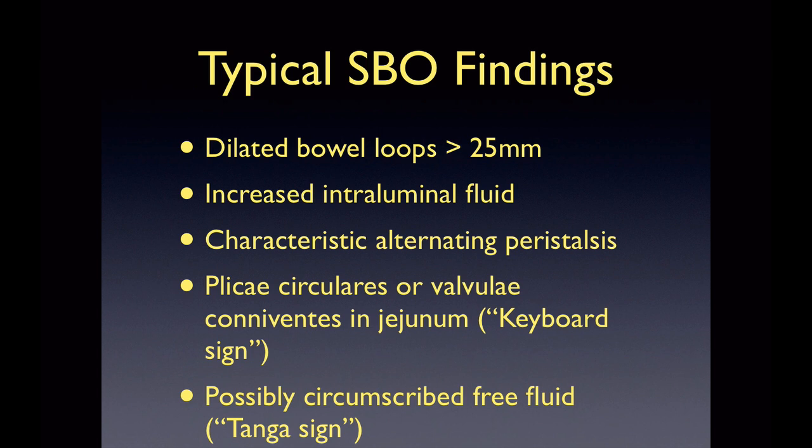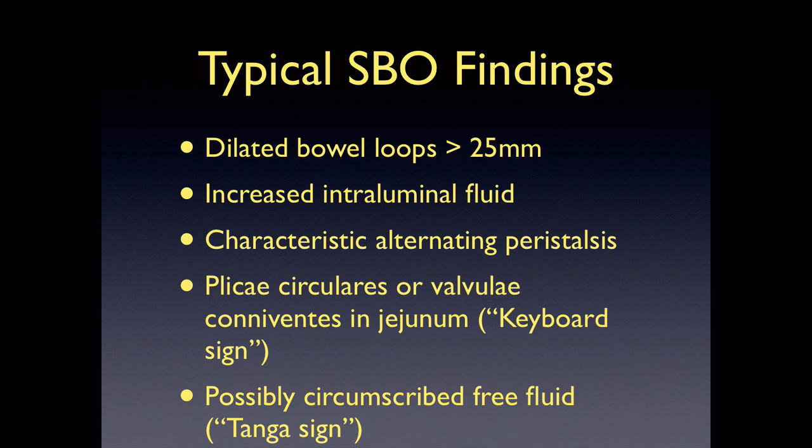The findings typical of SBO are dilated bowel loops greater than 25 millimeters, increased intraluminal fluid appearing anechoic or containing small hyperechoic reflections, peristalsis which is initially increased and then decreased or absent later in the course of the SBO, the characteristic to and fro movement of intraluminal contents as they attempt to move past the obstruction, and keyboard sign of valvulae conniventes in the jejunum.